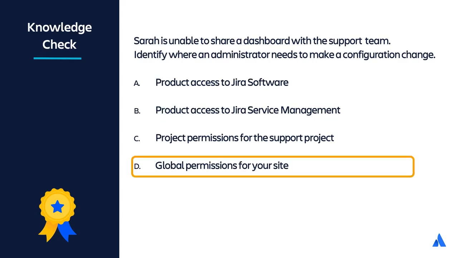The answer is D. Let's go through the options and review why. Product access does not impact a user's ability to share a dashboard, meaning there is no need to update Sarah's product access to include Jira software or Jira Service Management. Project permissions also do not impact a user's ability to share a dashboard. Sarah does, however, need the global permission shared dashboards and filters.